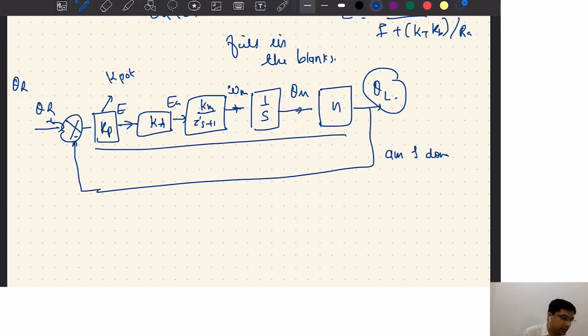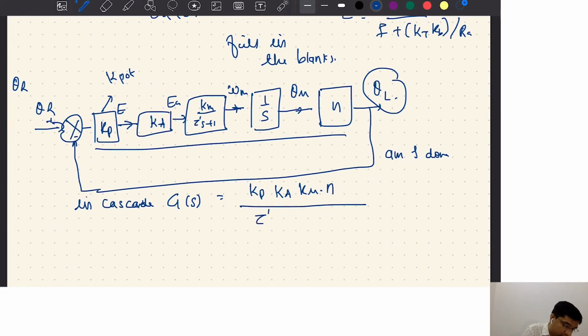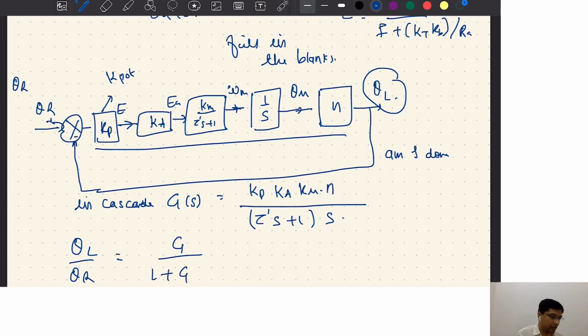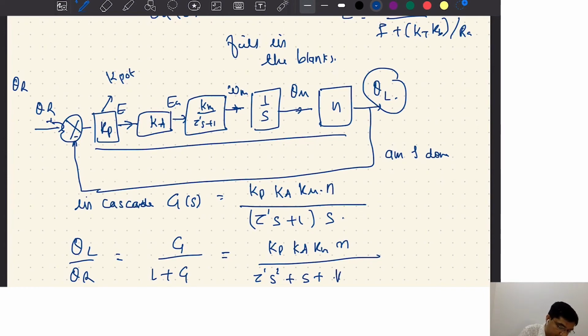Now I have a bunch of things here in cascade. Let me call this entire cascade G of S. G of S will be Kp, Ka, Km, N over tau prime S plus 1 and S. The overall transfer function theta L over theta R, if I call this G, is G over 1 plus G. I'll skip the steps: Kp, Ka, Km times N over tau S square plus S plus Kp, Ka, Km times N.